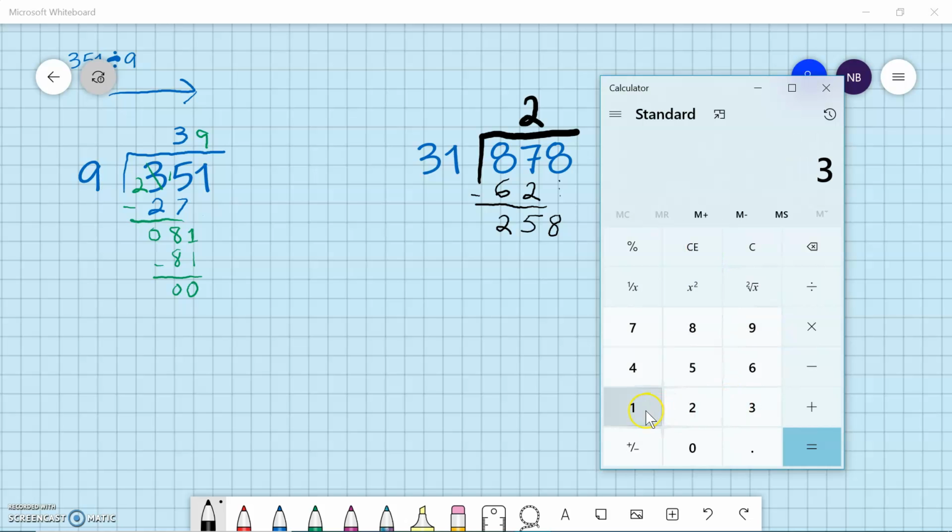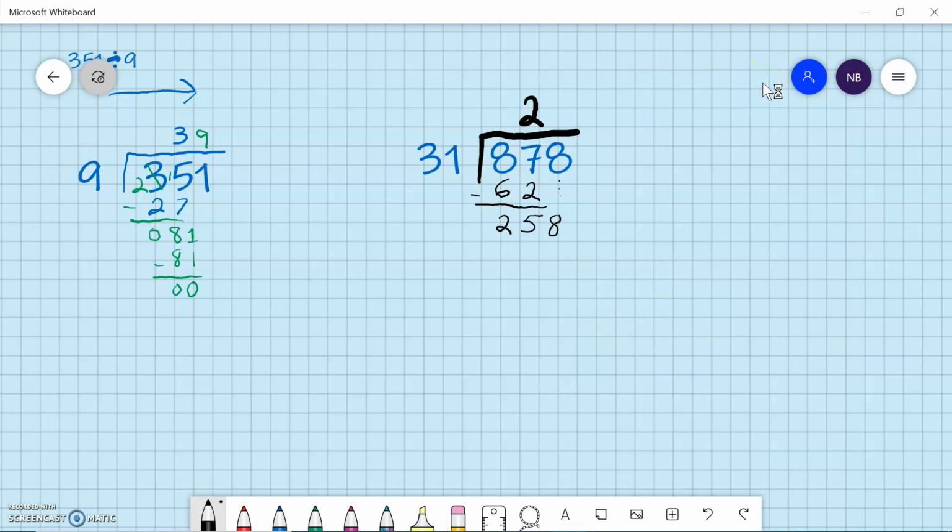Let's do 31 times 8. All right, that gives me 248. So that is the closest I can get to 258, if I take it times 8, it gives me 248. And we'll subtract so we can get our difference. I've got 8 minus 8 is 0, 5 minus 4 is 1, and 2 minus 2 is 0. All right, in this case, we are out of numbers right here, so I am done.